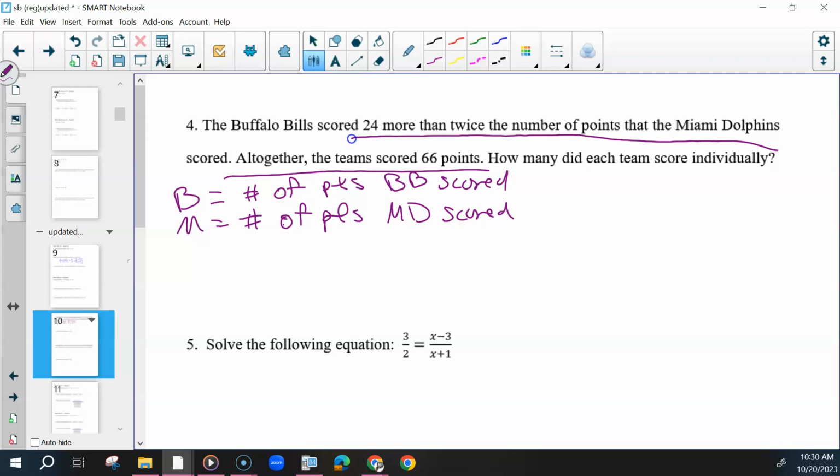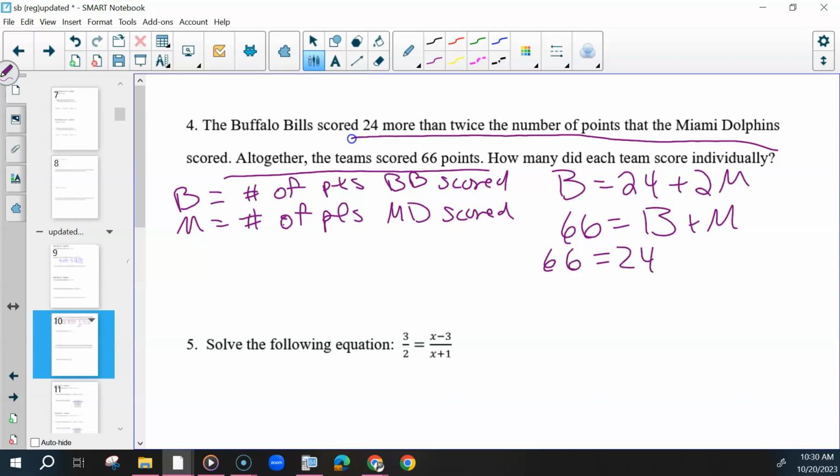And then we need an equation for the first part. The Buffalo Bills scored 24 more than twice the number of points that the Miami Dolphins scored. So that would be B equals 24 plus 2M. Altogether, we know they scored 66. So if I added B plus M, I would get 66. So if I were to take this equation for B and put it in for this B, it would look something like this.